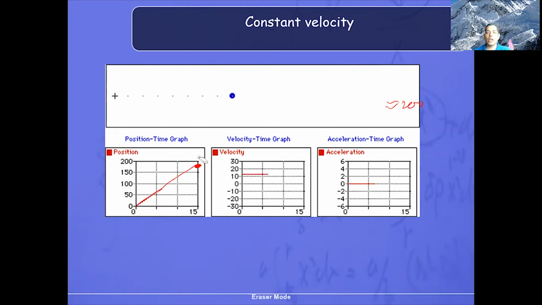Now, what is the velocity? Because in the same time interval the displacement is the same, the velocity is constant. So in our case, the velocity is somewhere between 10 and 20. Look at that, it's constant. The velocity graph is always constant here. Look at the red curve.